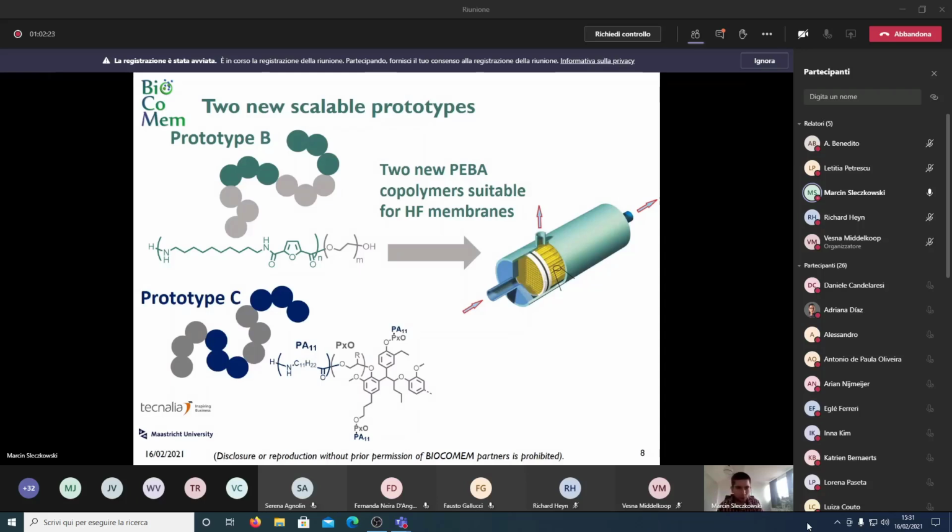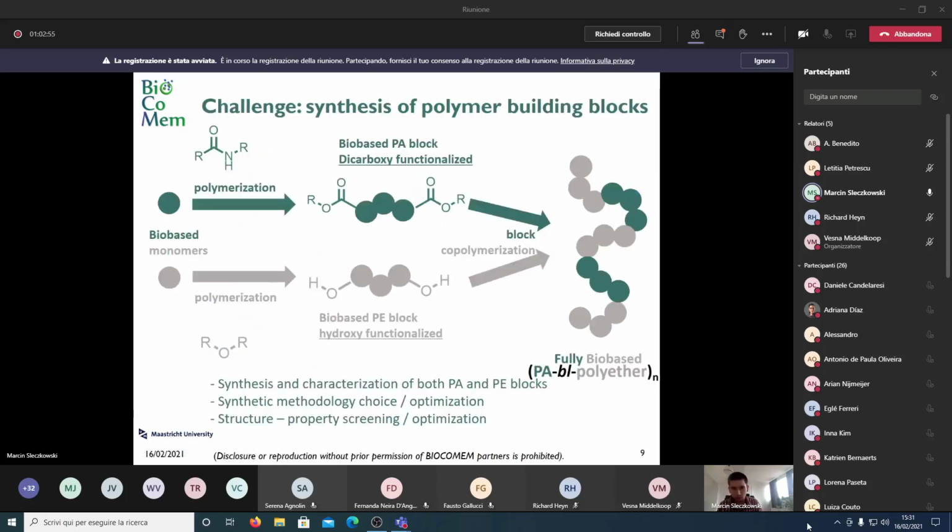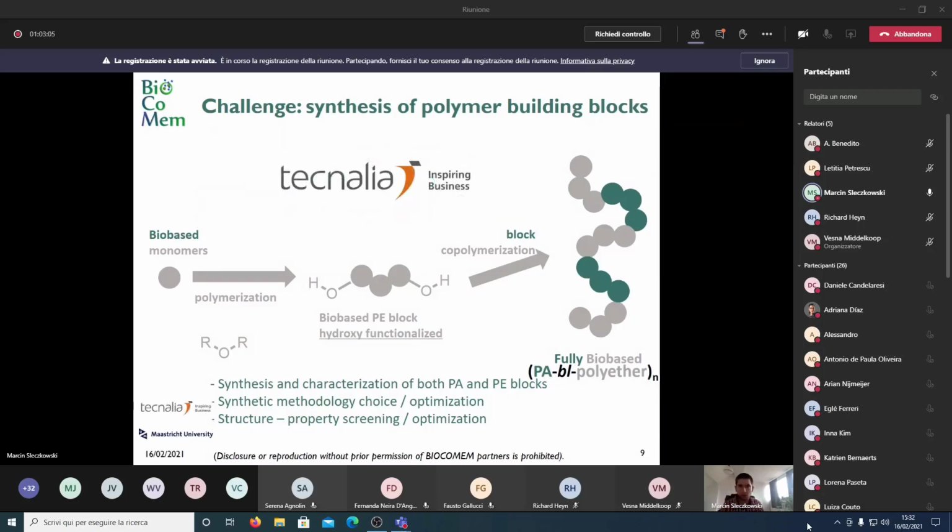Here we have, as I said, two prototypes based either on the furan-derived polyamide block, which is coupled together with the polyethylene glycol in that case, or in the other prototype we use commercially available polyamide 11 from our partner Arkema, which is essentially bio-based, and we couple that with the lignin polyol, which is synthesized by Tecnalia, and that will be a part of the presentation of Pablo, who will now take the floor from me. So Pablo, I will now give you the voice.